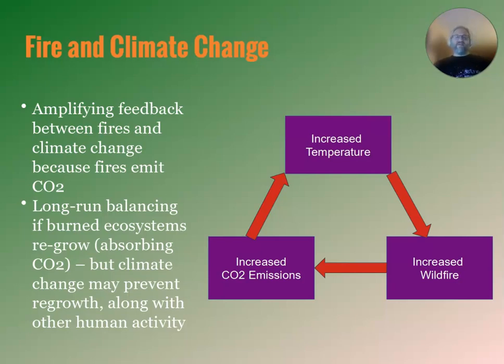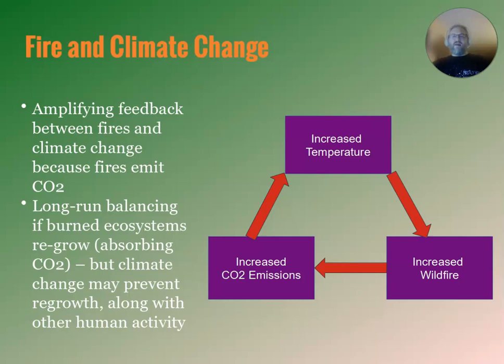So we see another amplifying feedback here with wildfire. If we have increased temperatures and those lead to increased wildfires, the fires emit CO2. Right? One of the byproducts of combustion is carbon dioxide. So our fires are releasing more CO2 into the atmosphere. And of course, if we add more CO2 to the atmosphere, that's going to increase the greenhouse effect and increase our temperatures. So you see this amplifying feedback. Higher temperatures mean more wildfire, which means more CO2 emissions, which means higher temperature. So it's making the cycle go more and more.